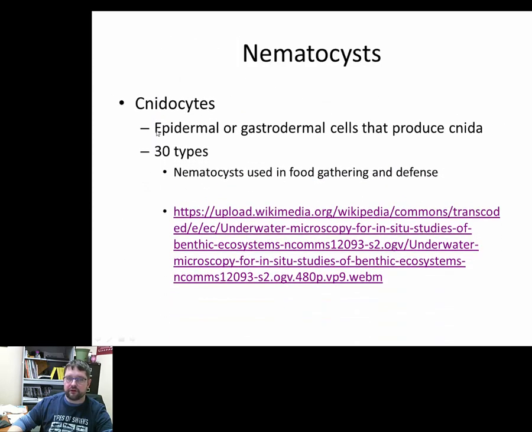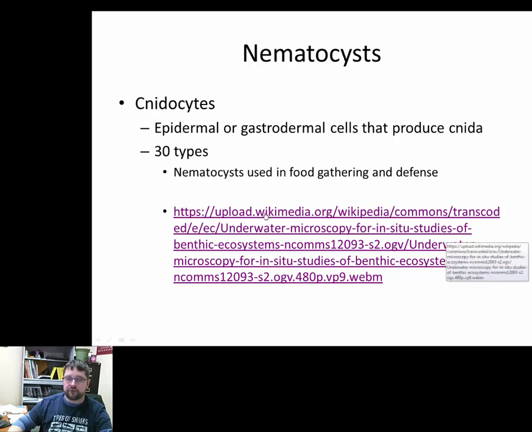Nematocysts. So these are the cnidocytes. These are the interesting cells that are unique to Cnidarians. They can have epidermal or gastrodermal cells that produce cnida, so you can have them on the outside, the inside, or both. And there's lots of different types, with varieties of structures and how they're constructed. Really the type is determined by what it's used for. In some cases it's used for feeding, in other cases for defense, and in some specialized cases for both.